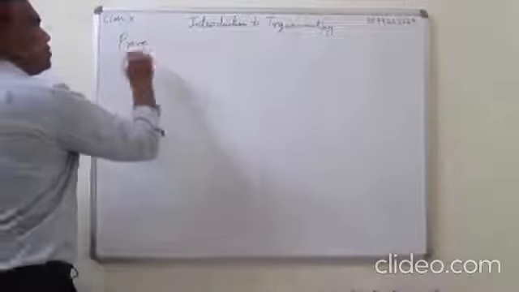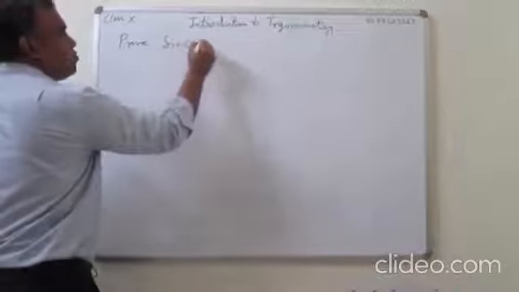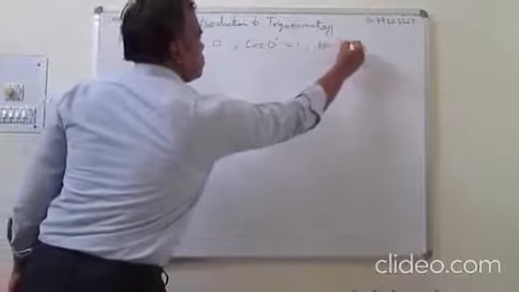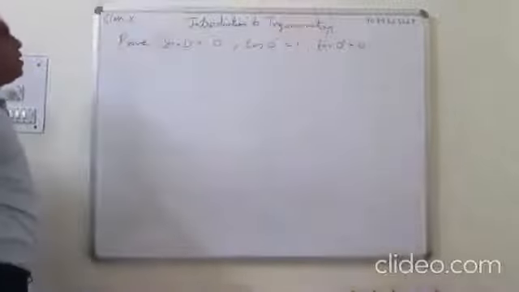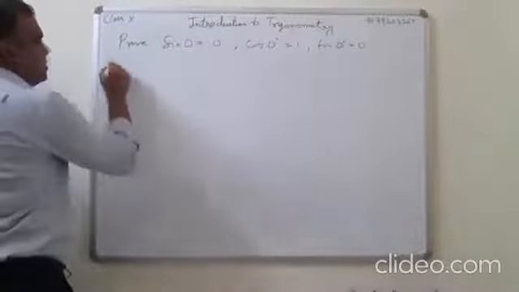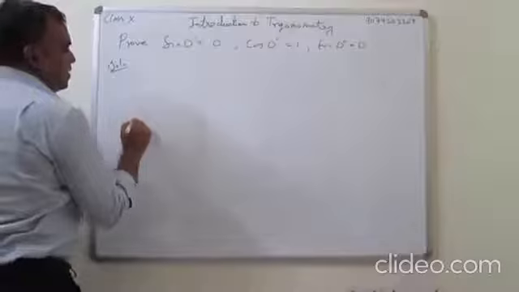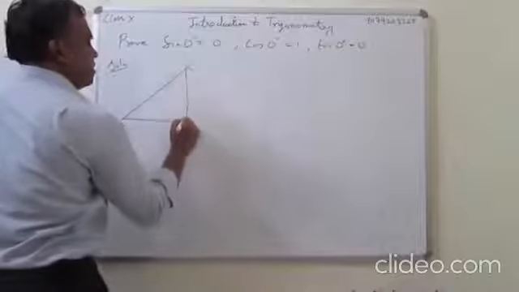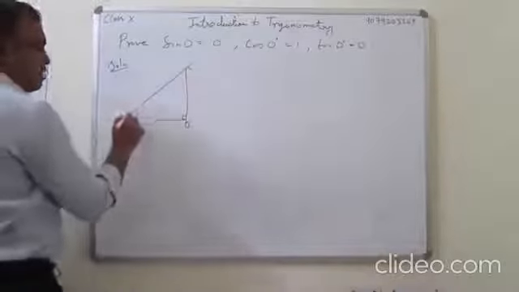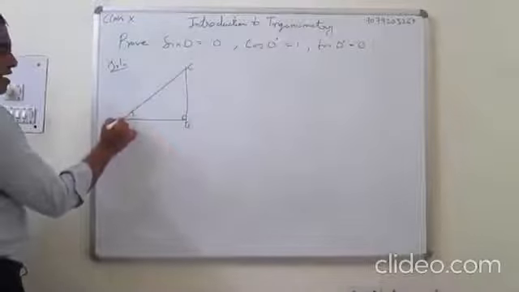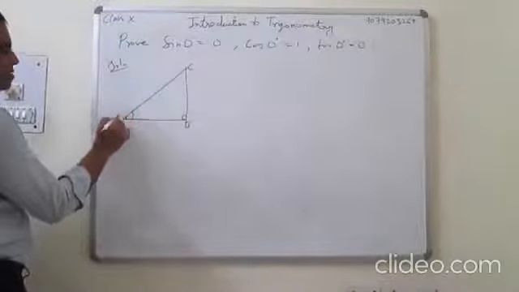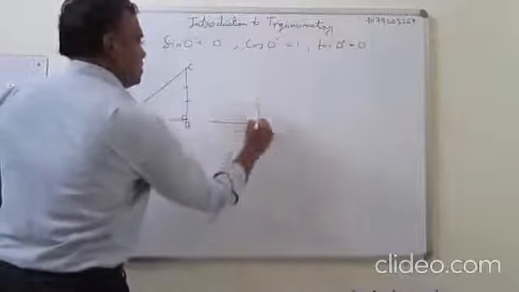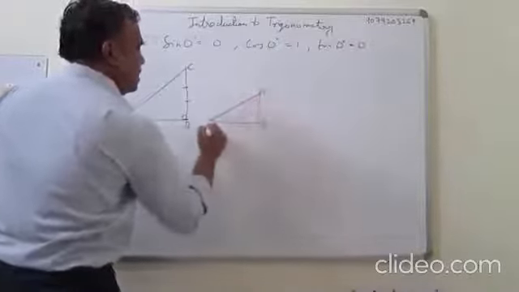Prove the trigonometric ratios: sin 0 is 0, cos 0 is 1, tan 0 is 0. Now, let us take a right triangle ABC, right angle at B. If I take angle A as 0, then A first comes here and then here, so the position of A reduces the triangle.